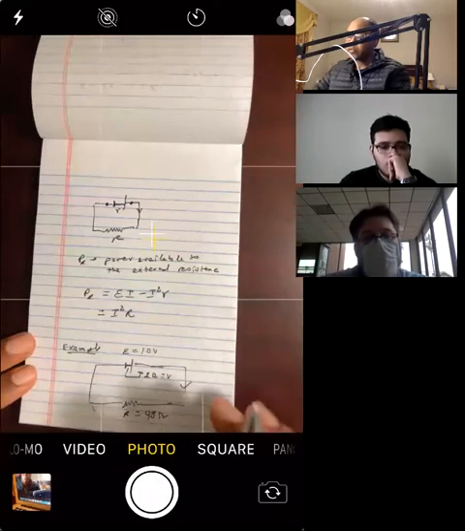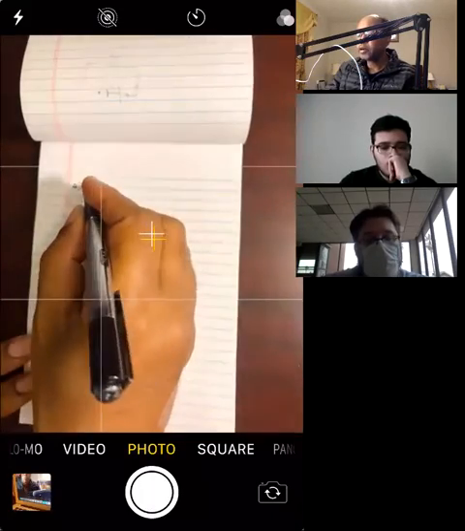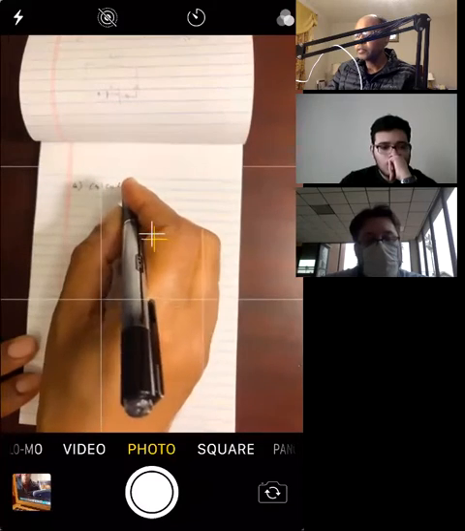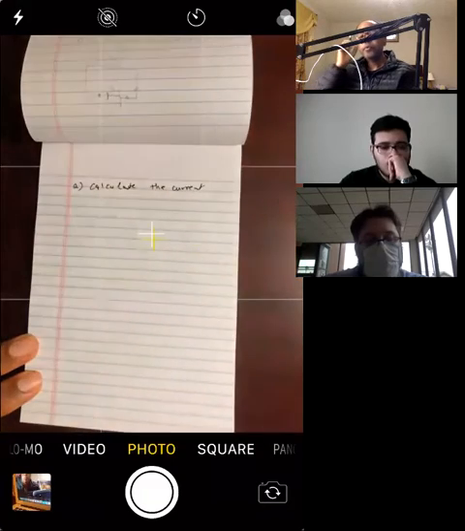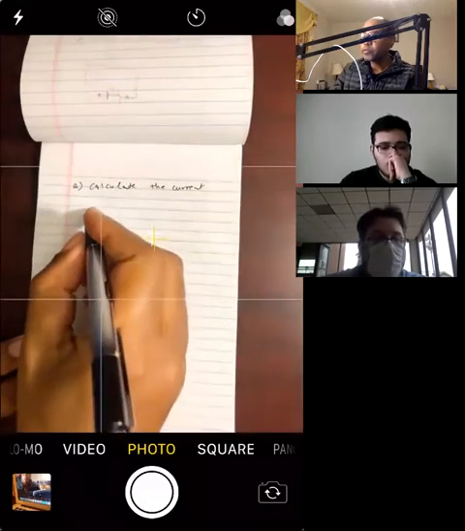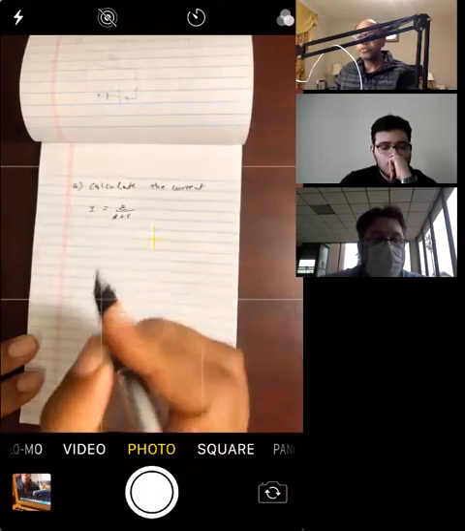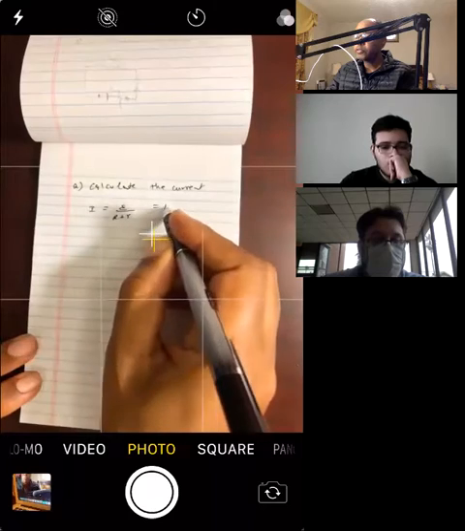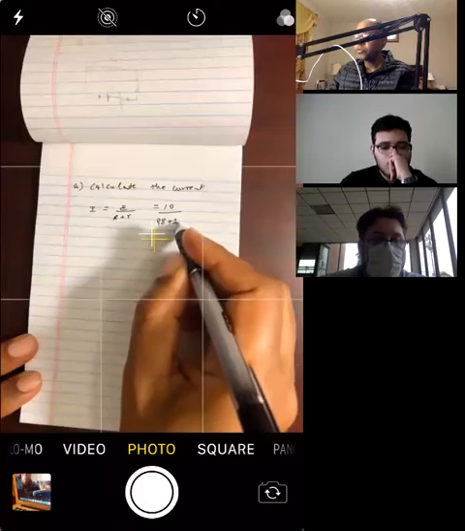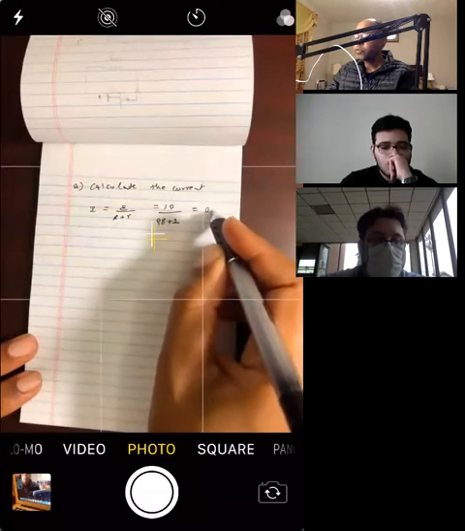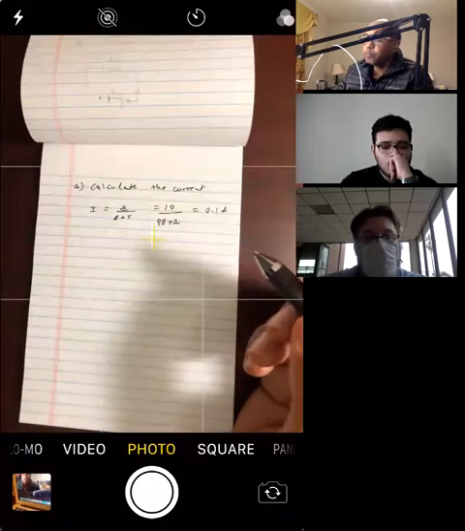So first, let's calculate the current. If you remember, the formula for the current was EMF divided by external resistance plus internal resistance, okay? In this case, our EMF is 10, our external resistance is 98, our internal resistance is 2, right? So that's 10 divided by 100, 0.1 amps. So the current in the circuit is 0.1 amps, all right?